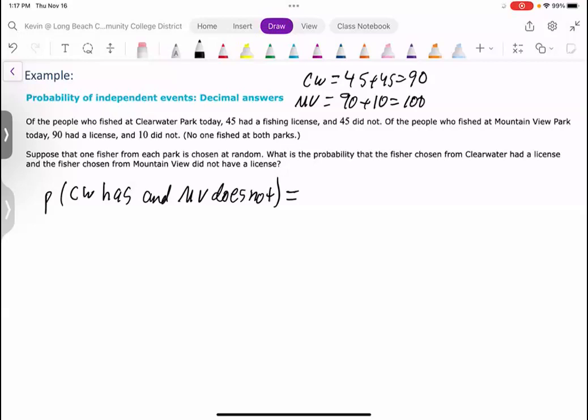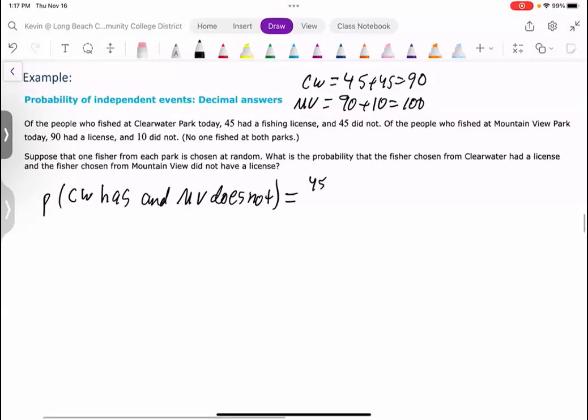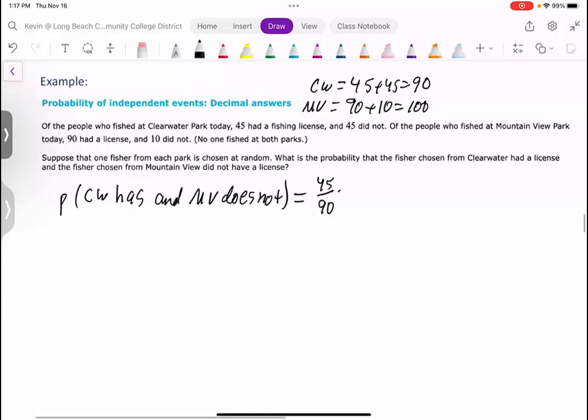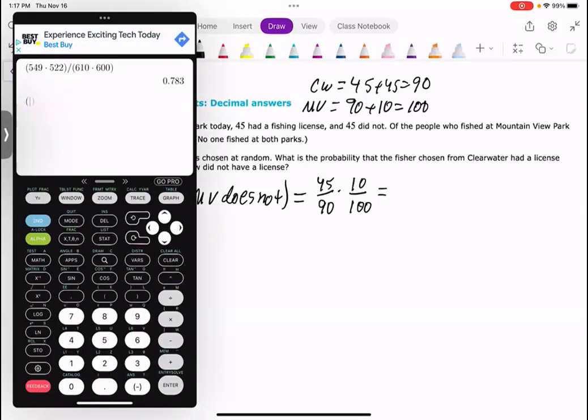So how many at Clearwater have a fishing license? That's 45 out of their 90. And how many in Mountain View do not? Looks like 10 did not out of the 100. Let's see what we get. And that drops quite a bit. And there we are.